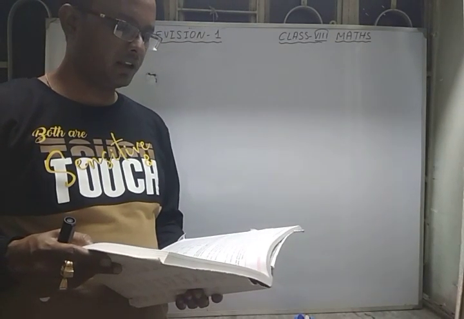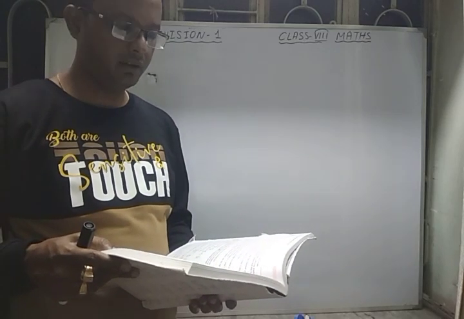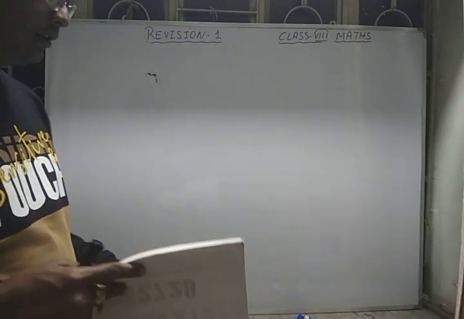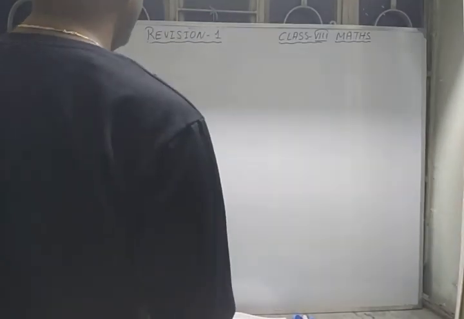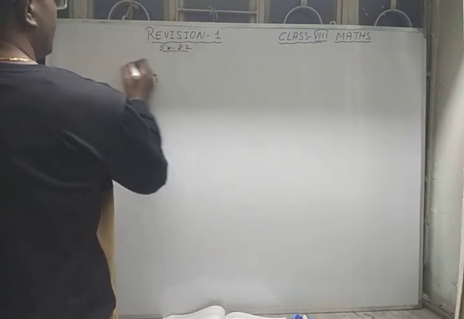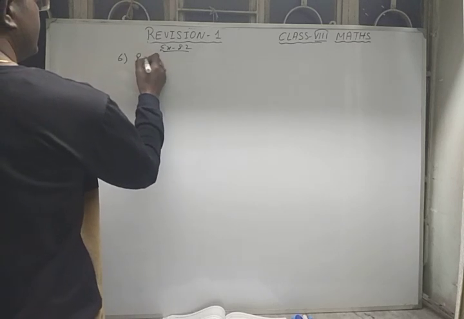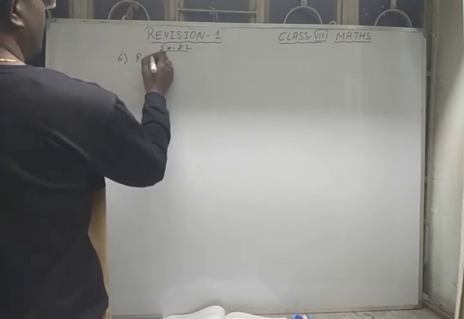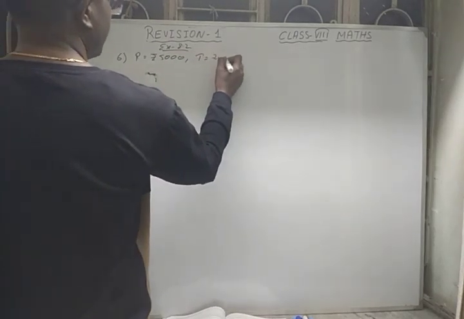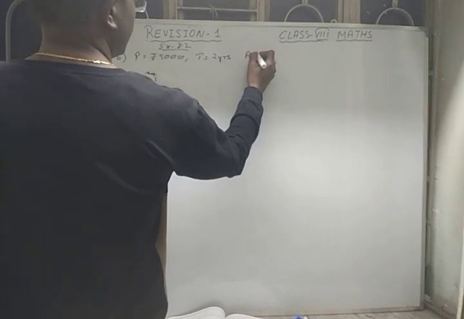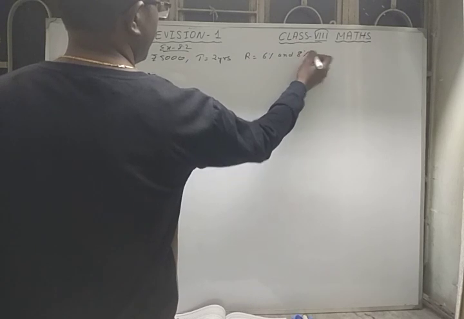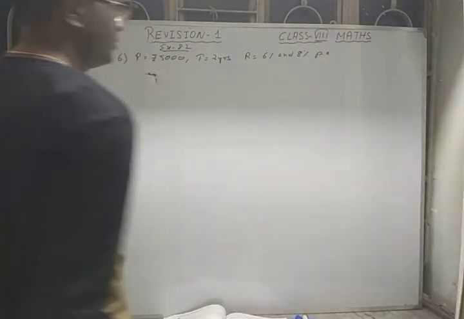Calculate the amount and compound interest on rupees 5,000 for 2 years, if the rates of interest for the successive years are 6% and 8% respectively. So here it is exercise 8.2, question number 6. Principal is given, rupees 5,000, time is given, 2 years, and rate is given, 6% and 8% per annum respectively for 2 consecutive years.